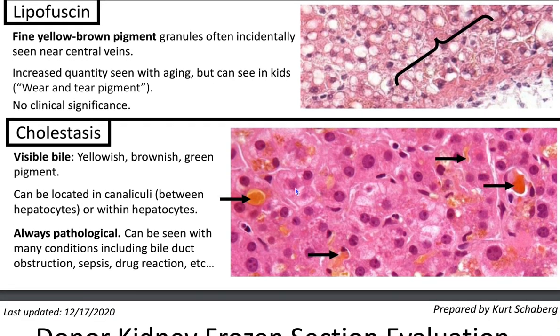Cholestasis. This is visible bile. It'll be a yellowish, brownish, green pigment. It can be located in the canaliculi, the spaces between hepatocytes where bile travels, or within hepatocytes. It's always pathological. It can be seen in many conditions, not limited to bile duct obstruction, sepsis, and drug reaction.